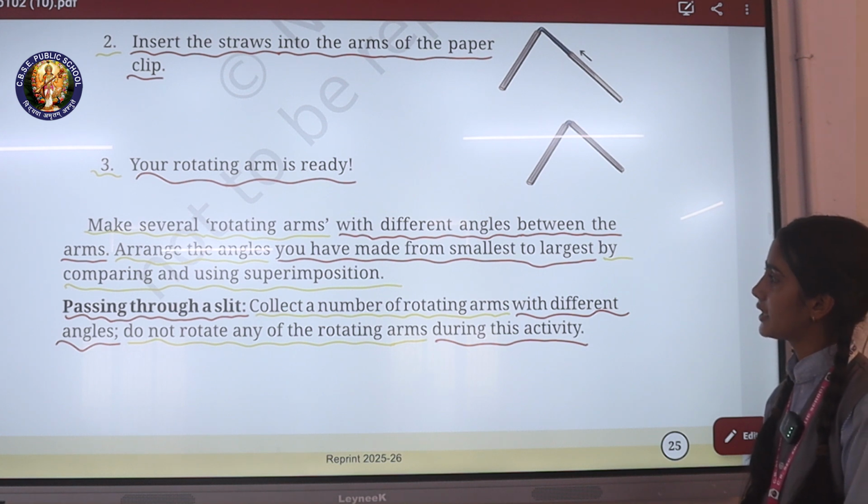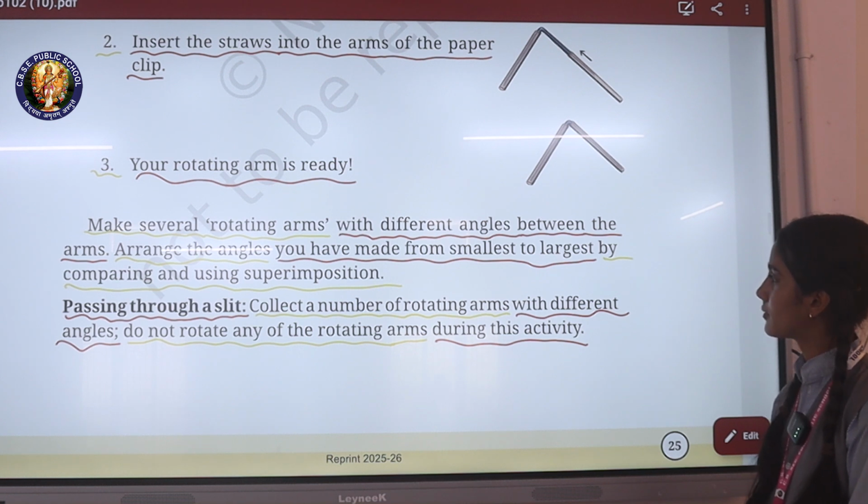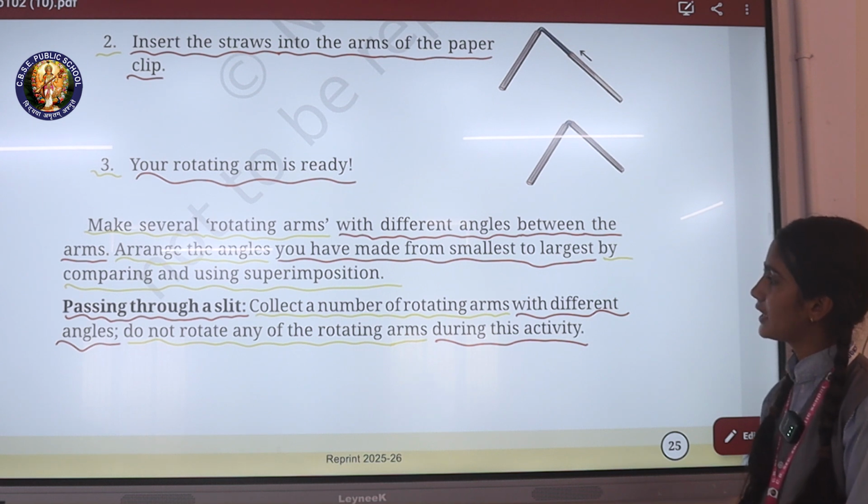Make several rotating arms with different angles between the arms. Arrange the angles you have made from smallest to largest by comparing and using superimposition.